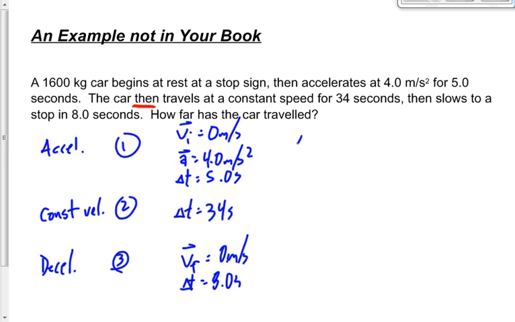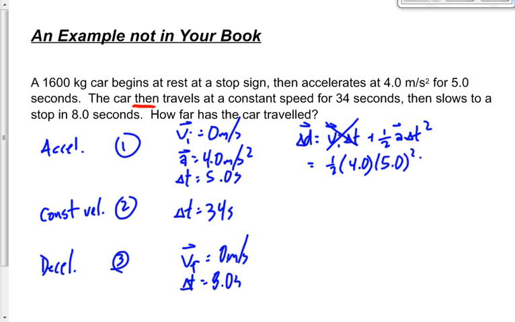For the first one, let's say delta D is equal to VI T plus 1/2 A T squared. There's 4 other equations that are valid, in fact, but this is the one I think is going to work the best here. VI is 0, so 0 times T is 0, plus 1/2 of 4 times 5 squared. That's going to give me 50 meters. So during that acceleration phase, it's traveled 50 meters. Do you see why we used a group B equation there in stage 1? It was accelerating, right?